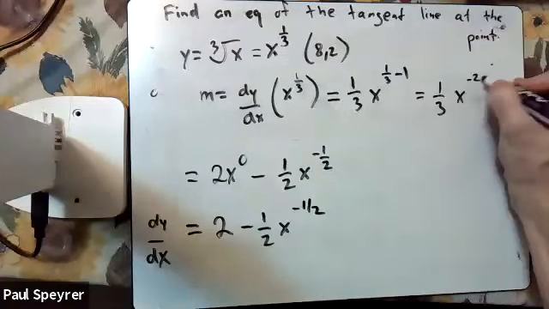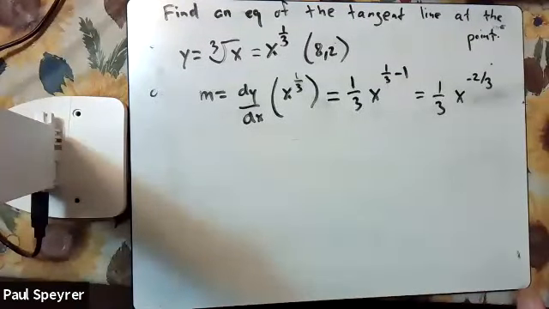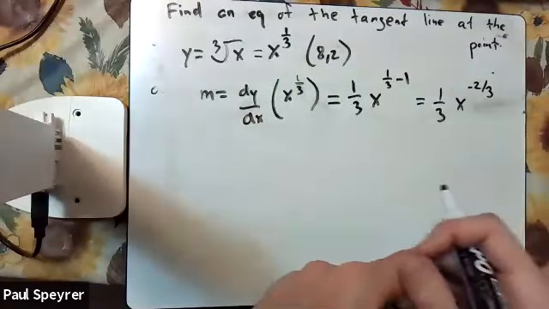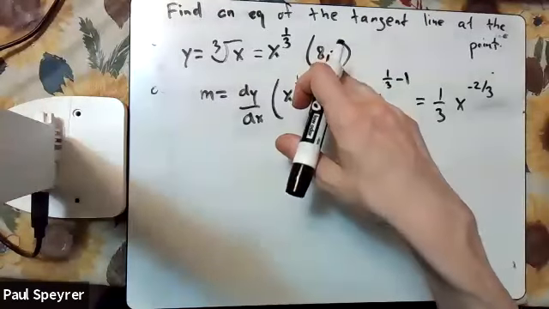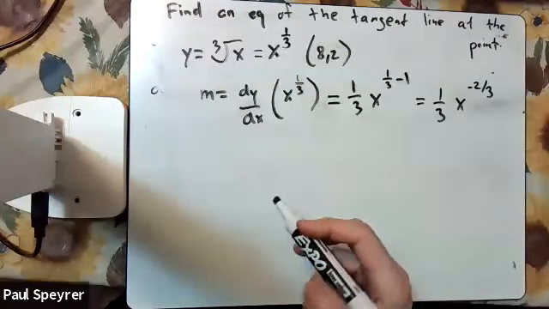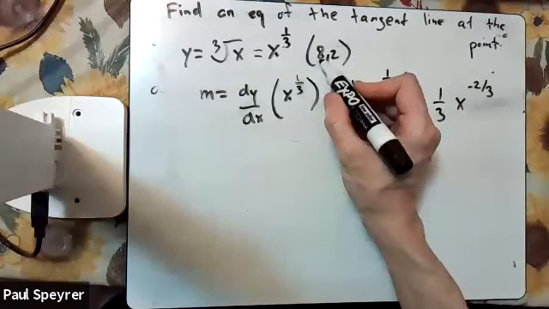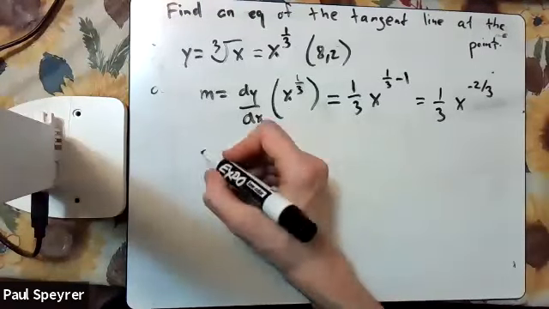So we have our generic slope equation for this curve right here. But remember, we want the equation of a tangent line at one specific instant. It's at the point 8, comma 2. So we need our slope at 8, comma 2. How are we going to get that? Well, we're going to use this x value right here and plug it into this equation, and it's going to give us the slope at x equals 8.